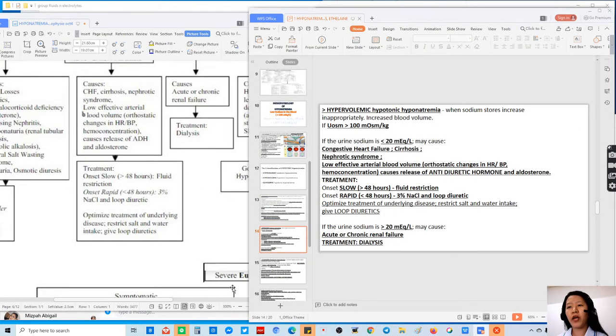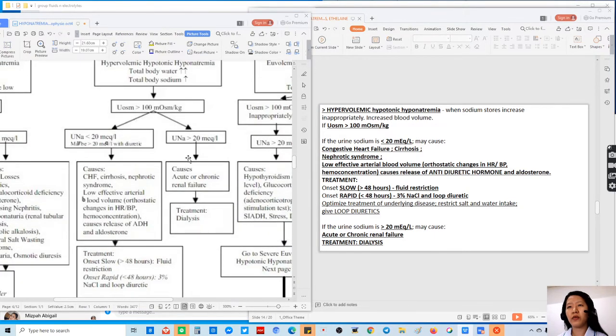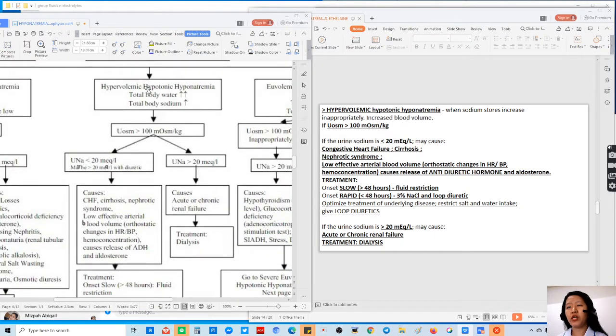Then for the hypervolemic hypotonic hyponatremia, when sodium stores increase inappropriately, or simply meaning, the simple meaning is increased blood volume. Total body water increases as well as the total body sodium increases, going up.